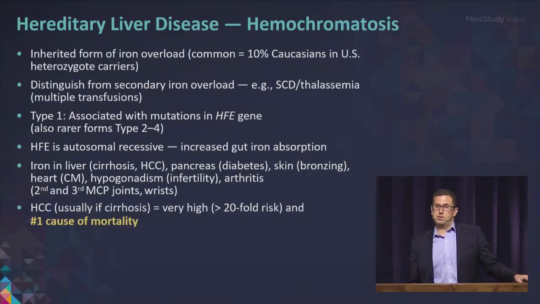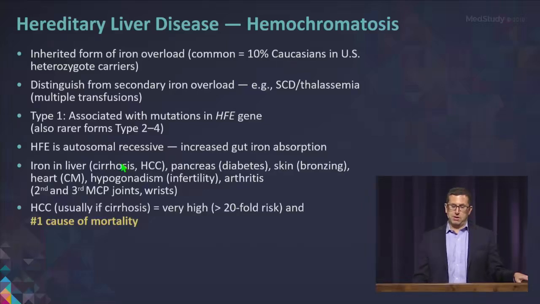So hereditary liver disease, hemochromatosis, this is an inherited form of iron overload. You need to distinguish this from secondary iron overload, like for example, in sickle cell disease or thalassemia. There are multiple types, but type 1 is the most common, and it's associated with the HFE gene, which is autosomal recessive.